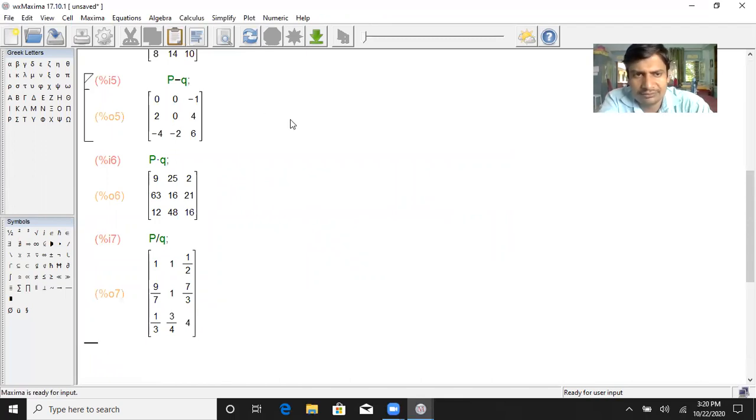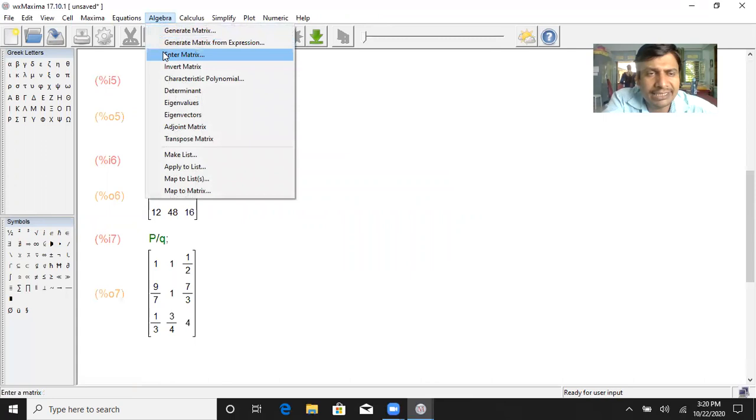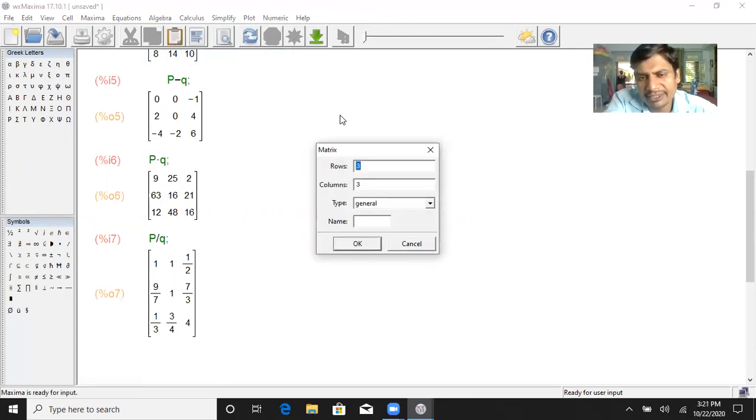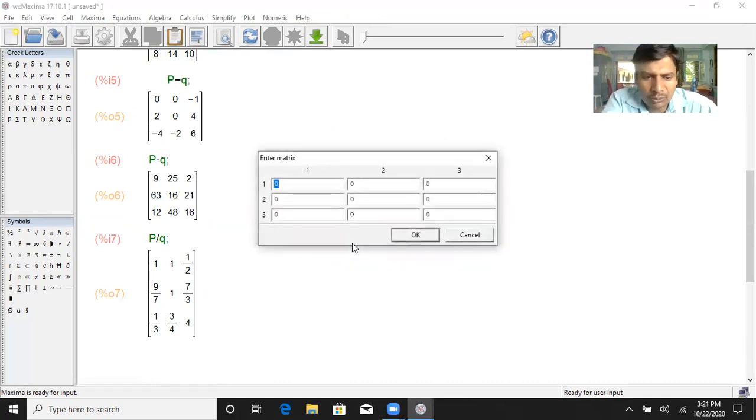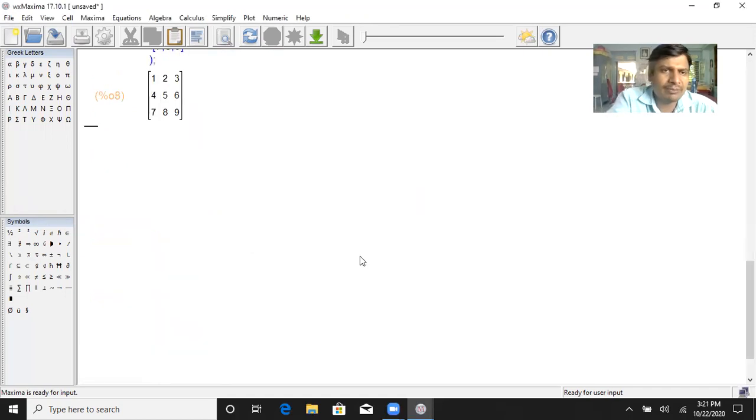Okay, same example. You take any other general example: go to algebra, next enter a matrix. You take any 2 rows or 3 rows. This is 3 rows, 3 columns, so you go to the OK button, then go to here: 1 tab 2 tab 3. Next tab, 4, 5, then 6. Then tab, then 7, 8, 9. Press the OK button. Okay, this is the one matrix.